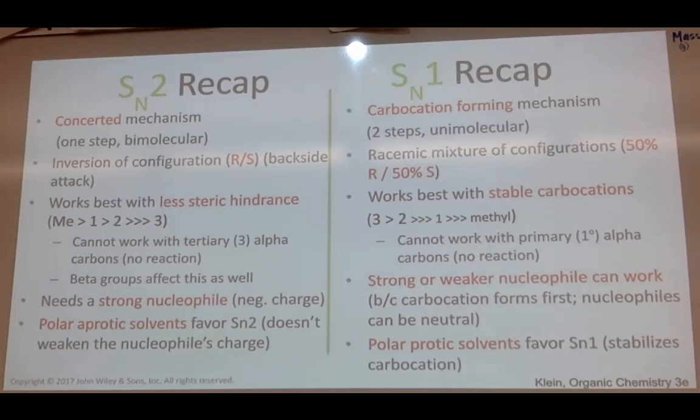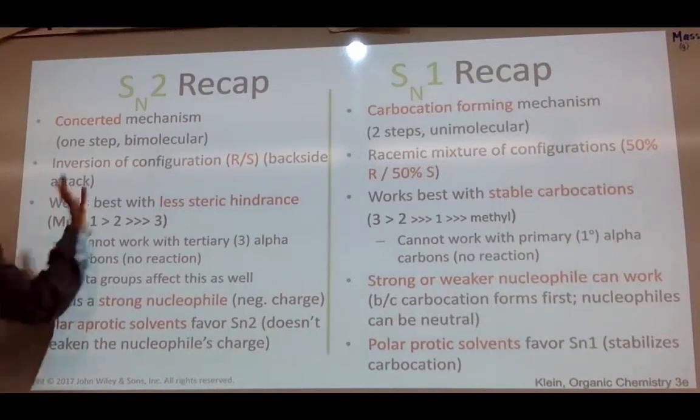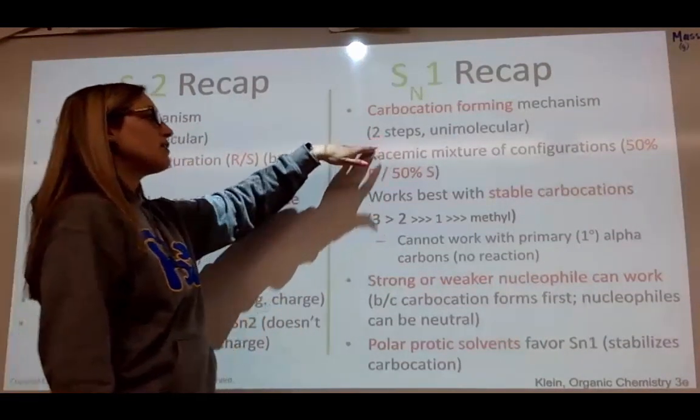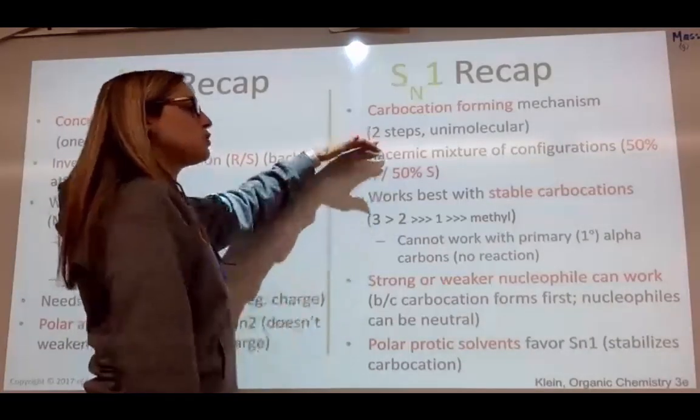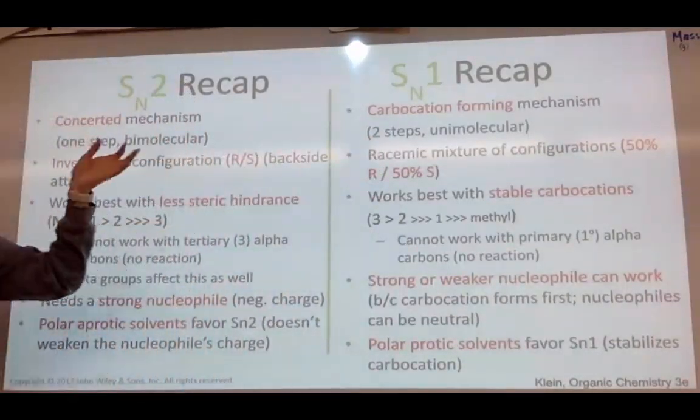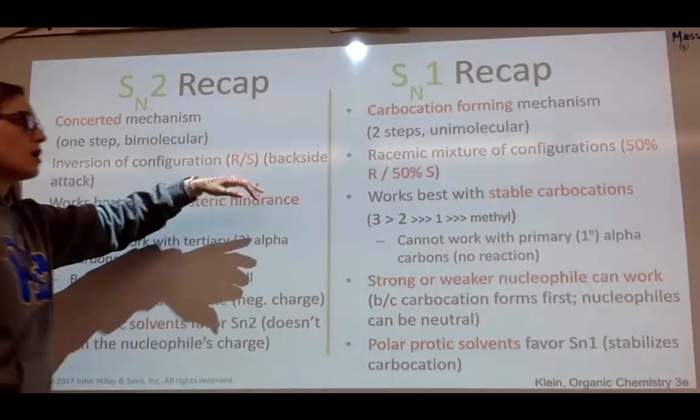For SN2, we should see a strong nucleophile because it has to happen all at once, so we need something strong enough to kick that leaving group out. And then aprotic solvents favor SN2. It doesn't affect the strong nucleophile's charge. SN1, we have a carbocation that forms, so SN1 and E1 have that in common. It's a multi-step reaction, typically 2 steps. It just depends on if we have to deprotonate what gets added or not.